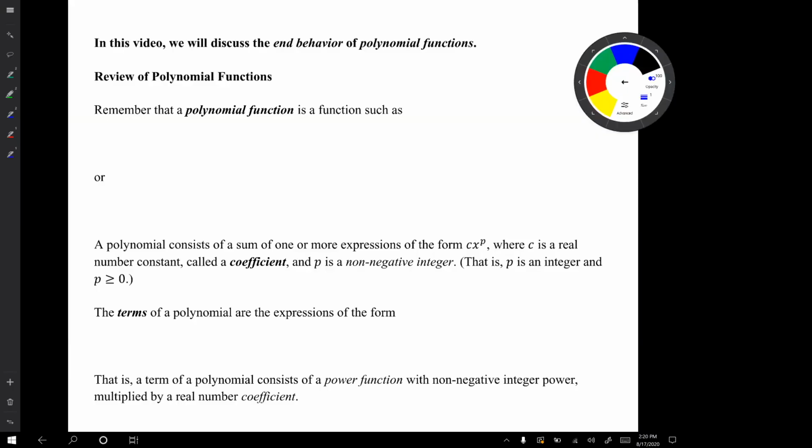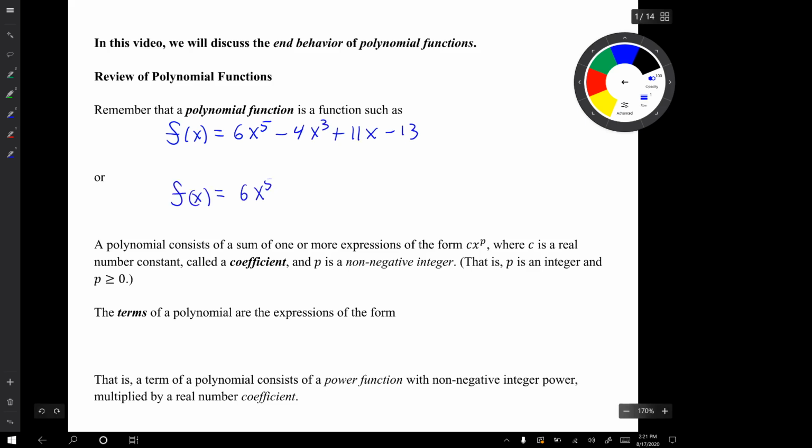Remember that a polynomial function is a function such as maybe this one, or maybe this one. So a polynomial consists of a sum of one or more expressions of the form cx raised to the p, where c is a real number constant called a coefficient, and p is a non-negative integer power. That is, p is an integer and p is greater than or equal to 0.